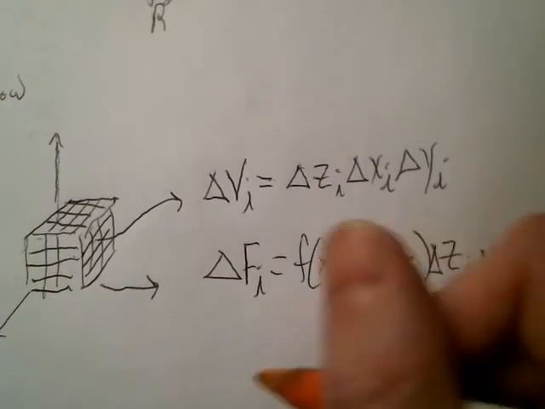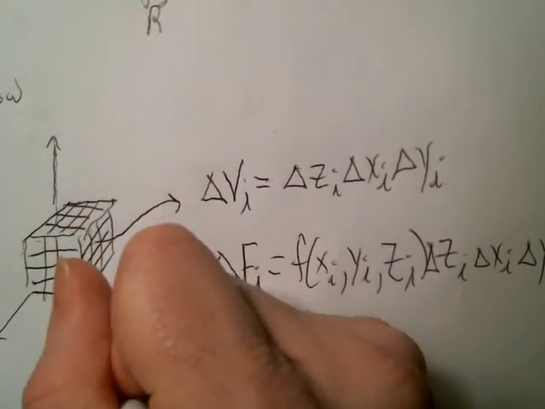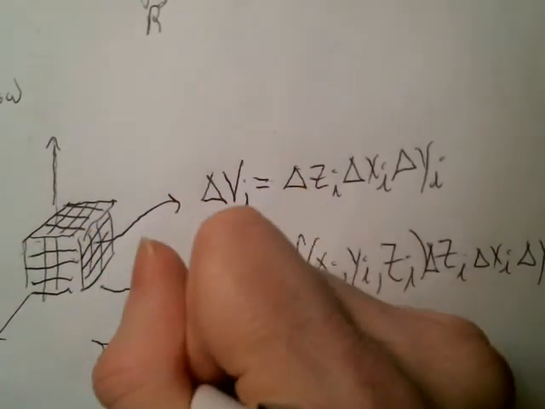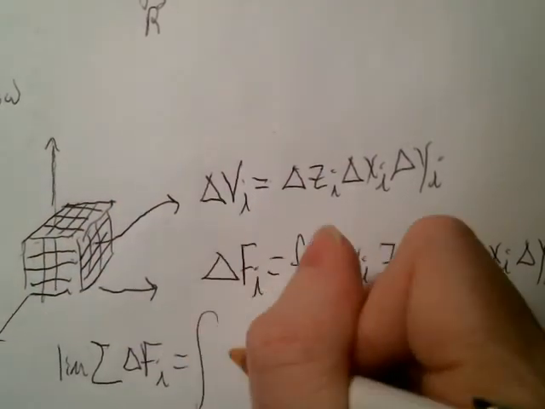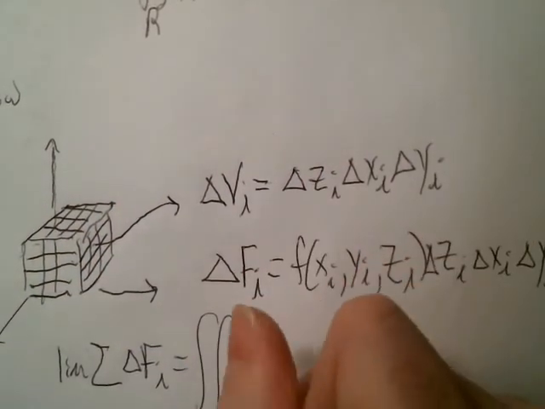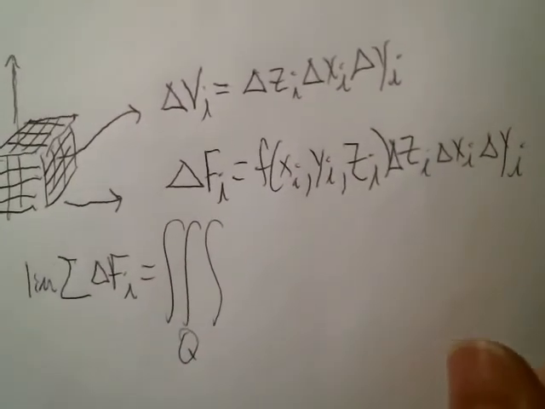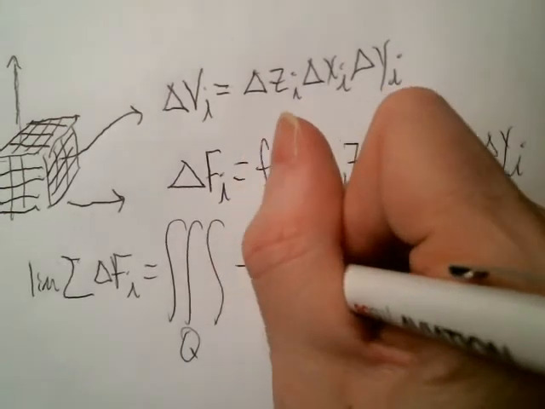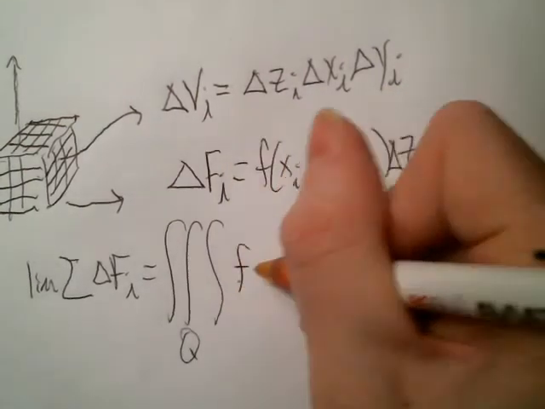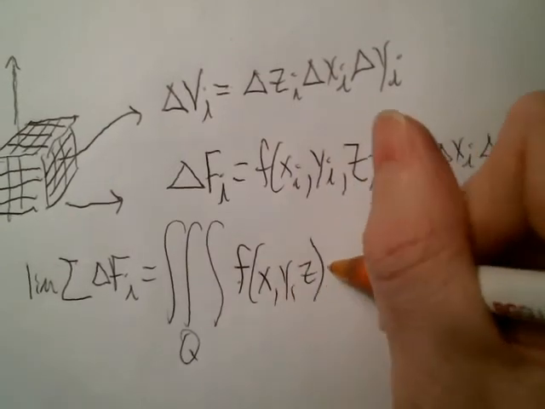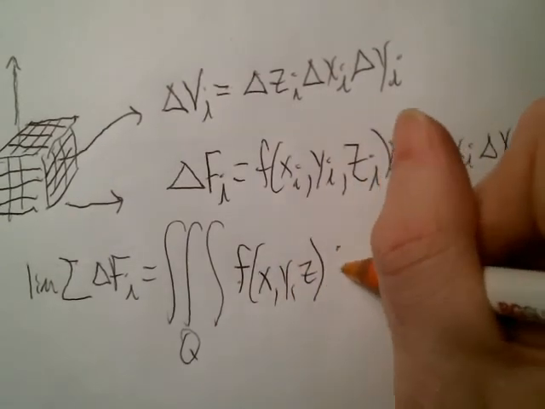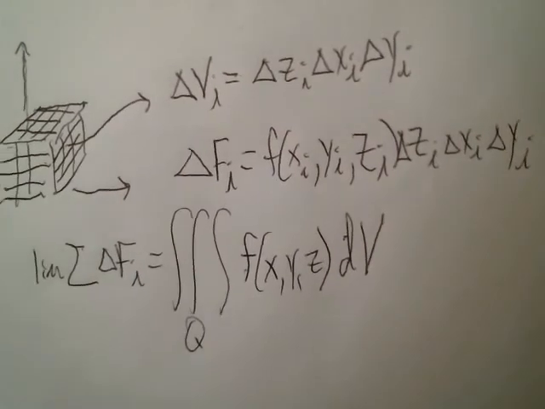When we go to our triple integral and our Riemann man goes ahead and adds up all these fourth dimensional values and then takes the limit of it, it's going to look like this: a triple integral over a solid region Q, which will equal, you'll have this f function in here, f of x comma y comma z, and then times the volume increment.